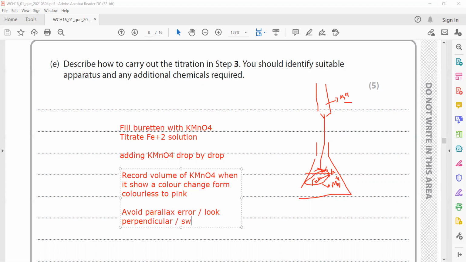and we should swirl the mixture, and we should rinse, pure it, with KMnO4 because we are filling it with KMnO4. First we should rinse with water and then with KMnO4. These are the additional steps which you can do for this titration.